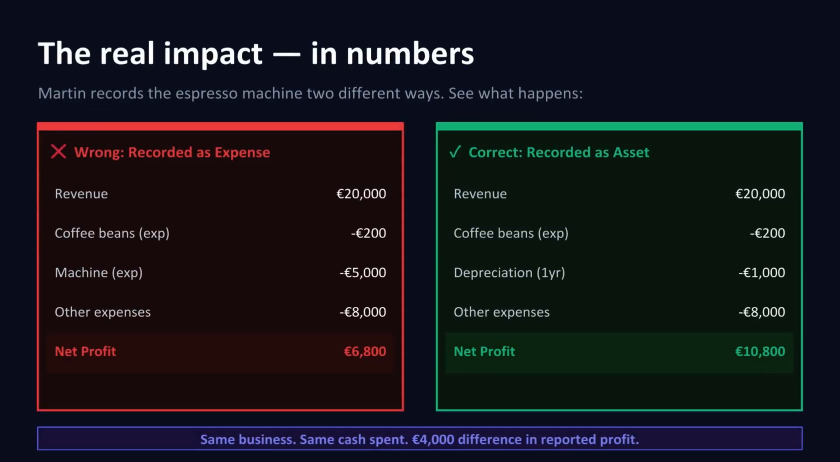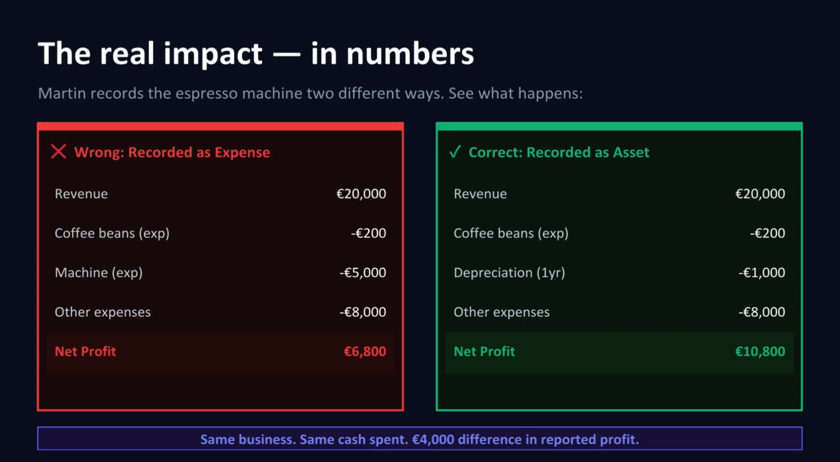Let me show you exactly what I mean with real numbers. Martin has 20,000 in revenue for the month. He has 8,000 in other expenses, and he bought the espresso machine and the coffee beans. If Martin records the machine as an expense, which is the wrong way, his net profit comes out at 6,800 euros. But if he records it correctly as an asset and only takes the first year of depreciation, 1,000 euros, his net profit is 10,800.